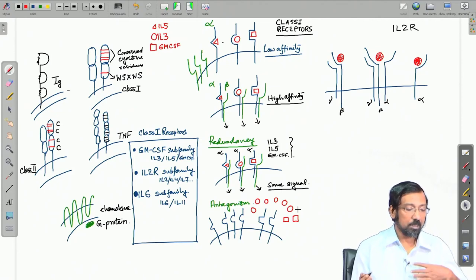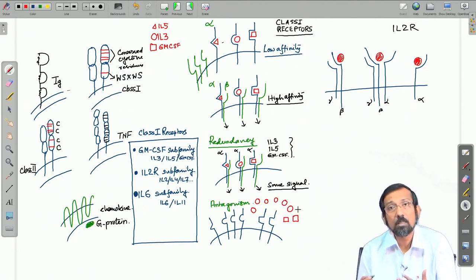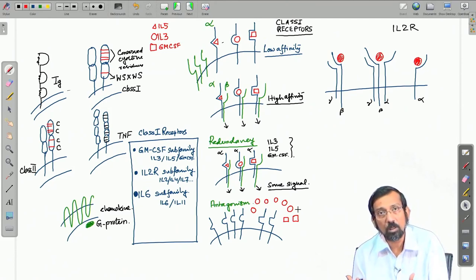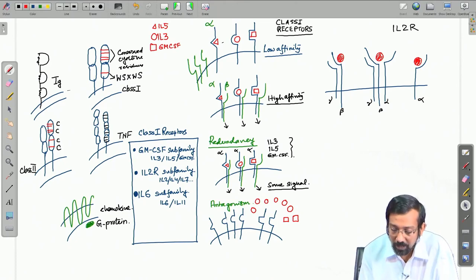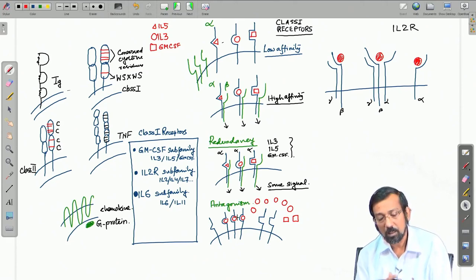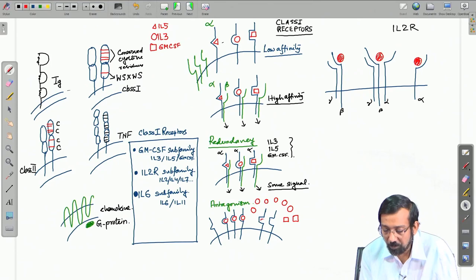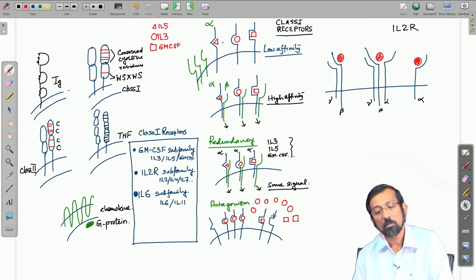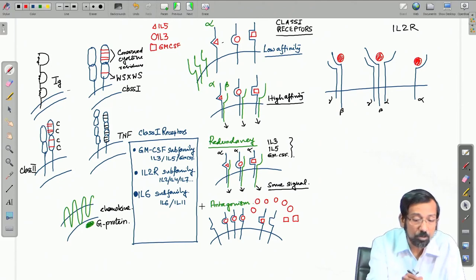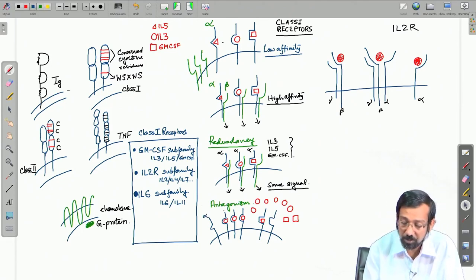So, what will happen in this situation? Stoichiometrically, if the IL-3 molecules are more, then they will quickly go and saturate the alpha subunits of the IL-3. So, the IL-3 alpha subunits will be quickly saturated, and only a very few of the GM-CSF alpha subunits will be saturated. So, now these are the alpha subunits.